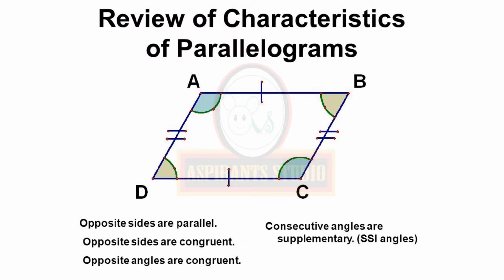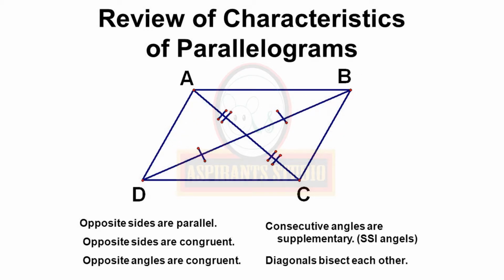Review of characteristics of parallelograms. Now look at the parallelogram ABCD. This is a revision. Opposite sides are parallel. Opposite sides are congruent. Opposite angles are congruent. Consecutive angles are supplementary. Once again, you can see the additional point here. Diagonals bisect each other. Diagonals of a parallelogram bisect each other.